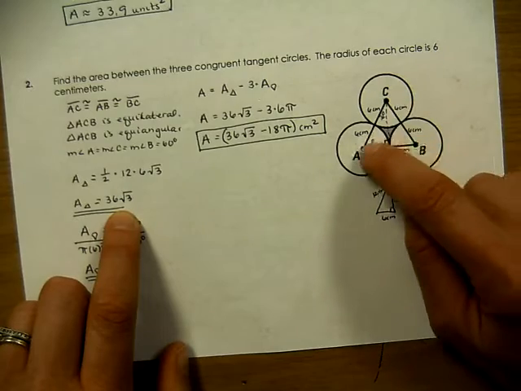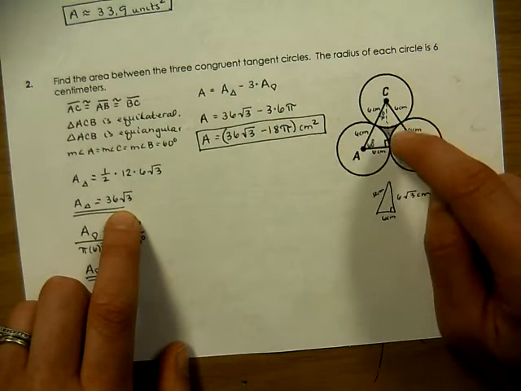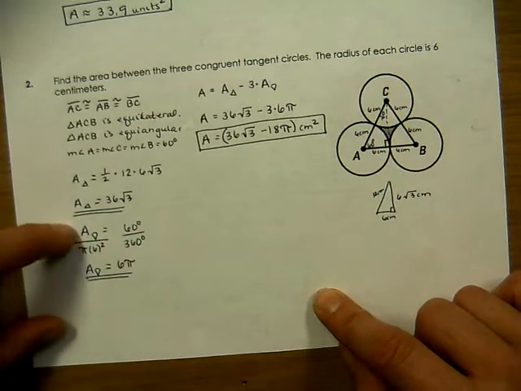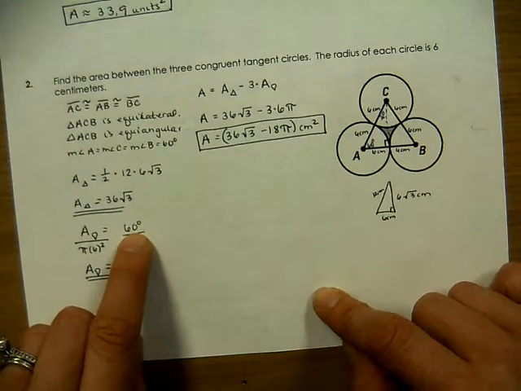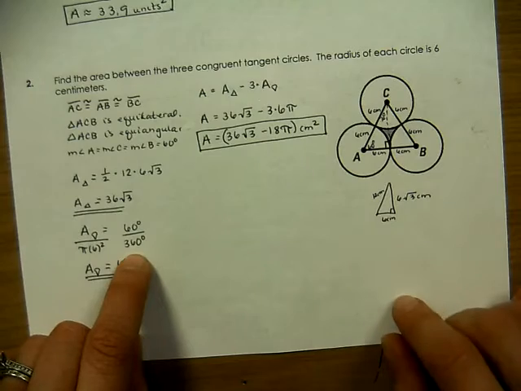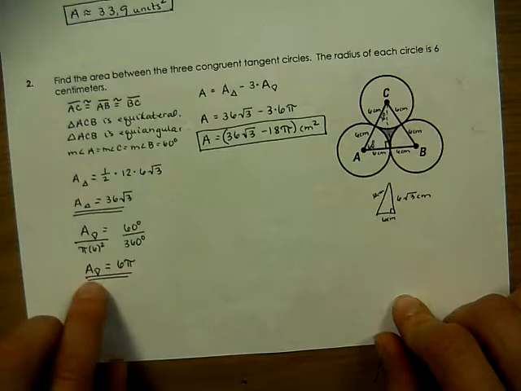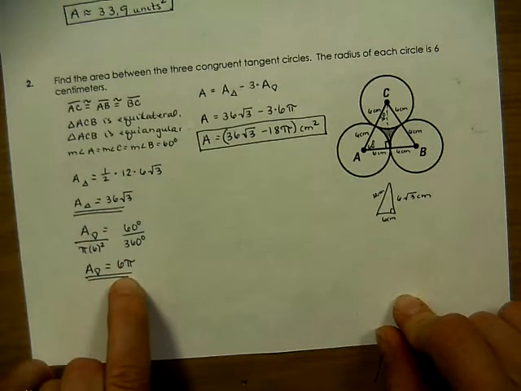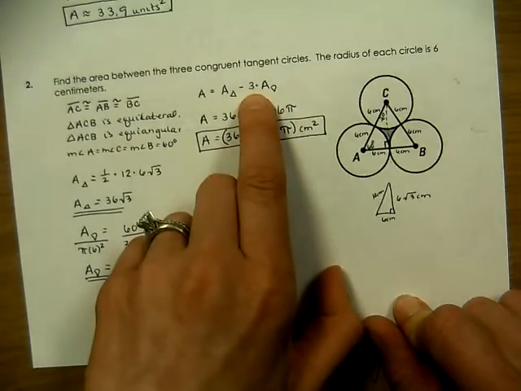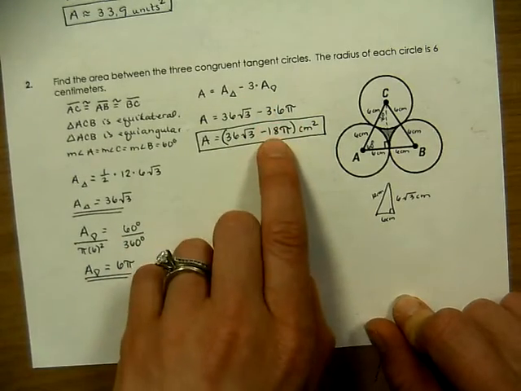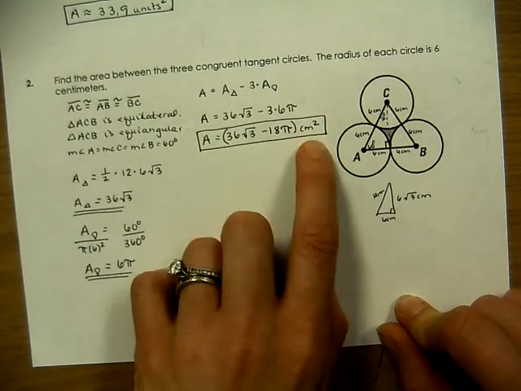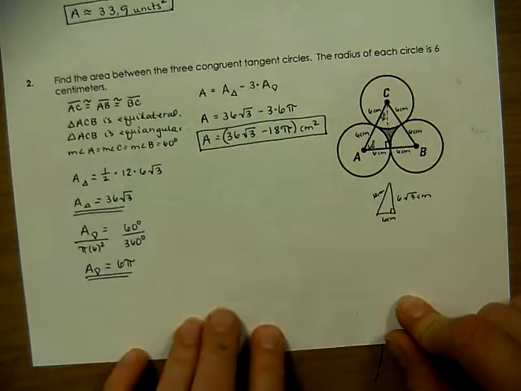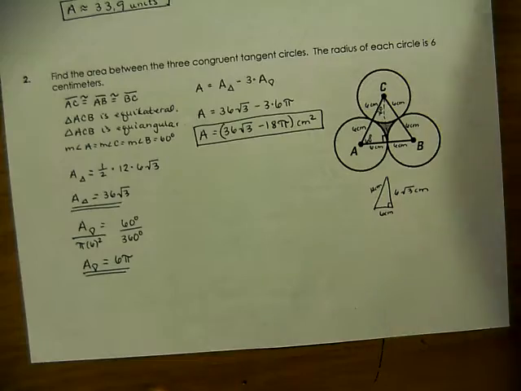I now need to find the area of a sector and subtract that from the area of the triangle 3 times. So the area of the sector divided by the area of the circle is equal to the central angle measure, which is 60, divided by the entire circle, which is 360. So the area of one sector is 6 pi. But I have 3 sectors, so I multiply that by 3, and I'm going to subtract 18 pi. Now I can't subtract these from one another, so I just leave it in parentheses, and my units are square centimeters. All right, now for number 3.